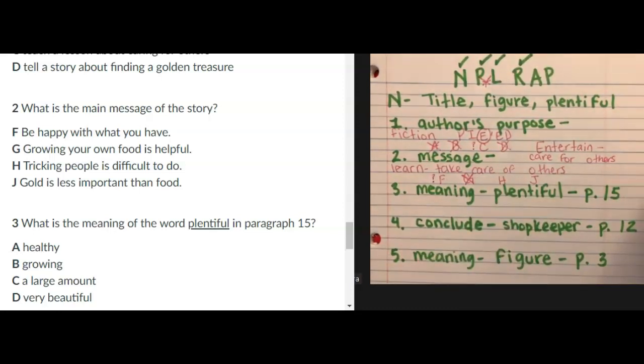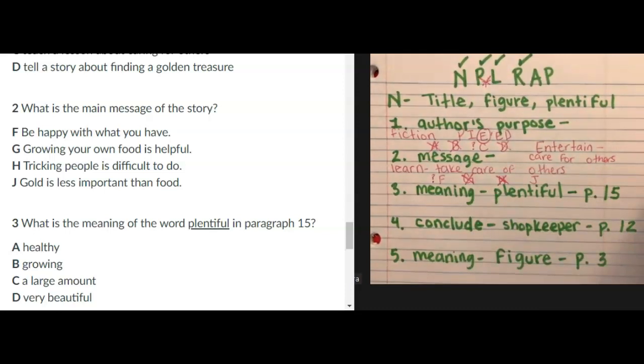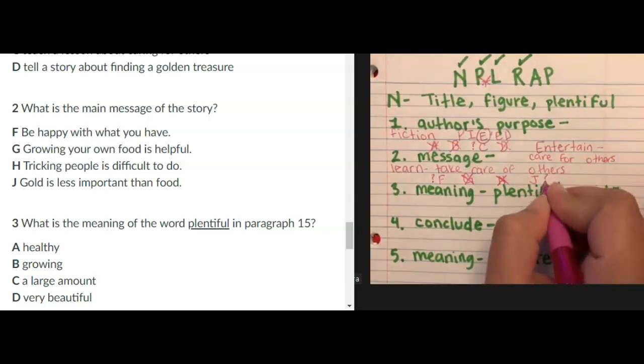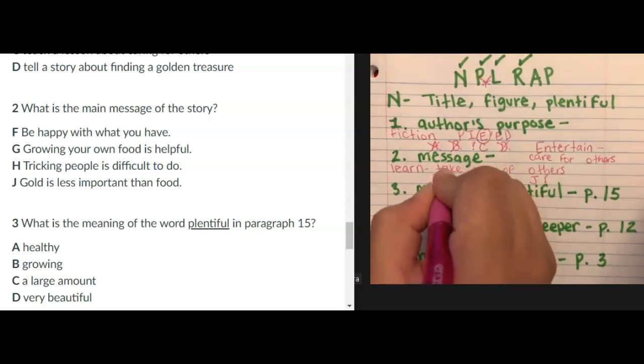Tricking people is difficult to do. Again, I don't think the story was about tricking people, so I'm going to eliminate that answer. Gold is less important than food. That could be a good answer because in the story we learned that money is not as important as food. But I think if you're happy with what you have, like the shopkeeper just wanted more and more money, but Mary was happy with what she had, I think out of F and J, the best answer is letter F.